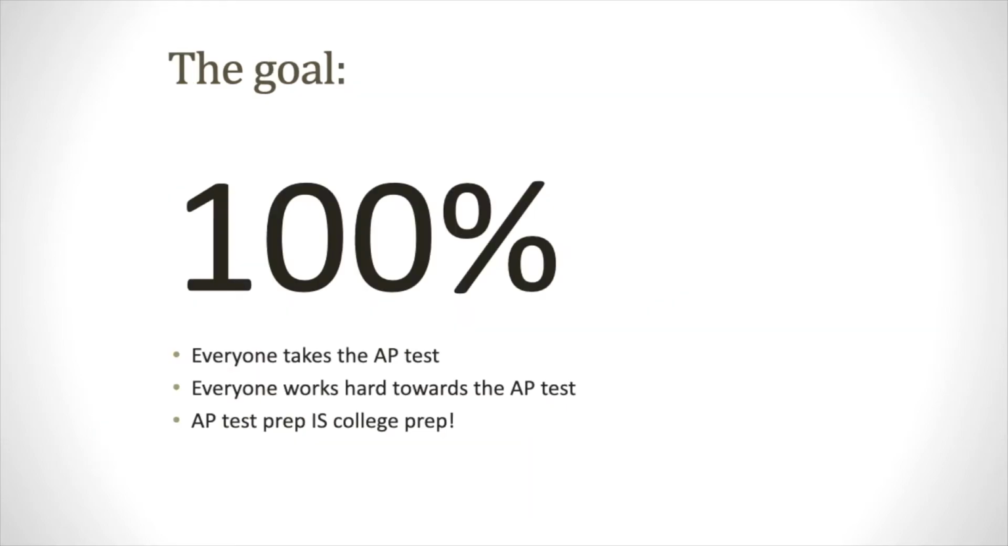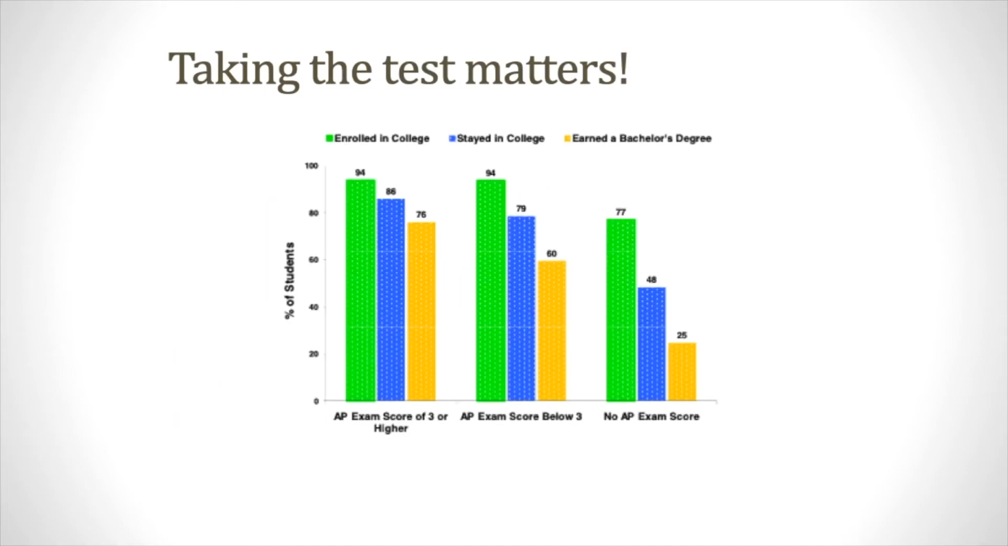The goal this year is for 100% of students to take the test. Everyone takes it, everyone works hard towards it. The test score ultimately is not important, but AP test prep is college prep. There is very good research that indicates that people who take an AP class and take the test, working towards that test and studying the whole year, do better at getting into the college of their first choice, staying in college, persisting from year to year, and earning a 4-year degree, whether or not they did well or passed the AP test. It's the experience of doing this and taking the test that is important for college prep.